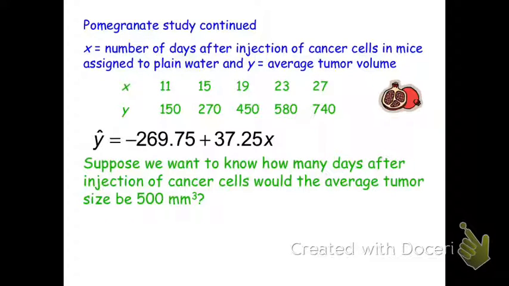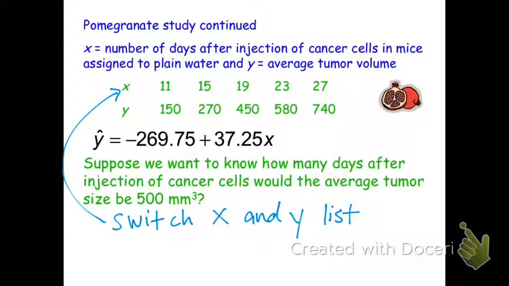So never plug into something that has a hat in it, okay? So if it gives you a y, and it wants you to solve for an x, you actually have to switch the x and the y list. Right now, 11 through 27 is my x, and 150 through 740 is my y. So I want you in your calculator to go ahead and type these back into your list 1 and list 2.